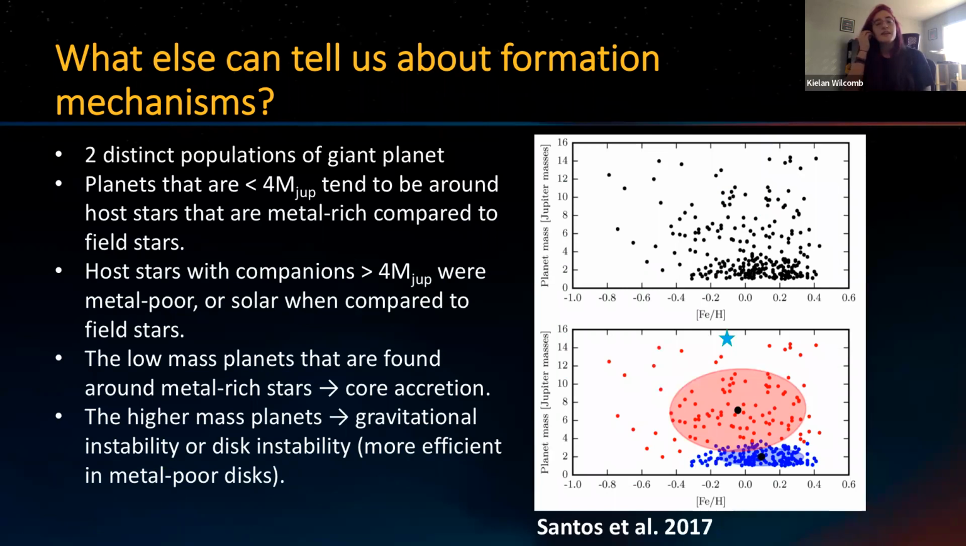All right, Santos et al. 2017 found that there may be two distinct populations of giant planets. Planets that are less than 4 Jupiter masses tend to be around host stars that are metal rich. Host stars with companions that are larger than 4 Jupiter masses were metal poor or solar. This means perhaps low mass planets around metal rich stars could form via core accretion, and higher mass planets could form around low metallicity or solar stars and form via gravitational instability.